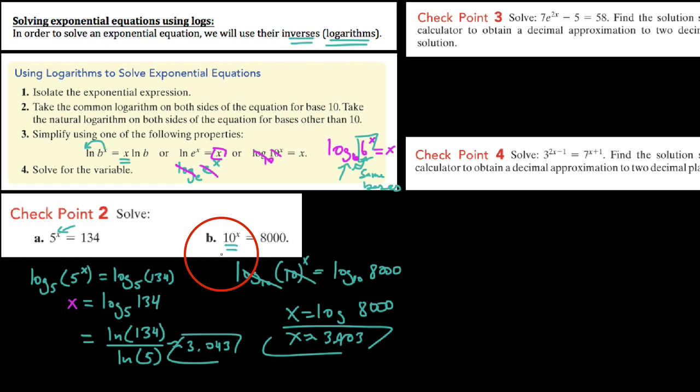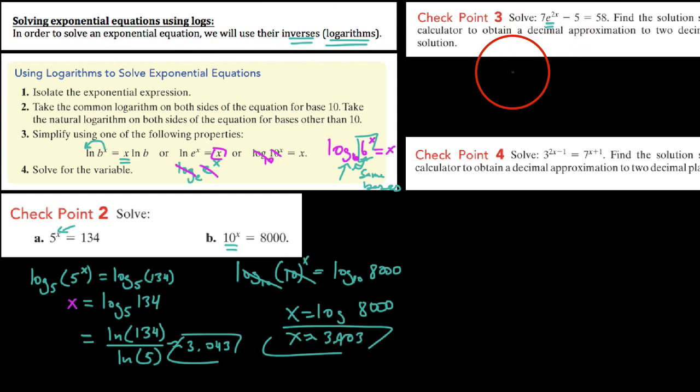So let's take a look at a couple more exotic situations with solving exponential equations. So with checkpoint 3 here, it says let's go ahead and solve this. 7 times e to the 2x power, that minus 5 equals 58. So let's find the solution set and then use a calculator to obtain a decimal approximation to 2 decimal places for the solution. So here's what we're going to need to do first.